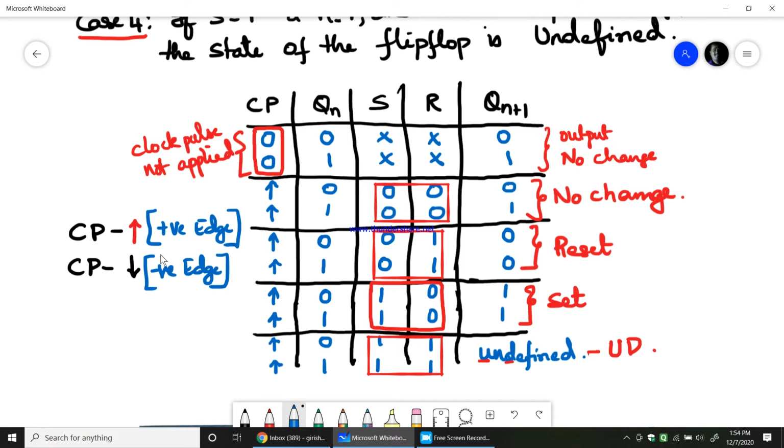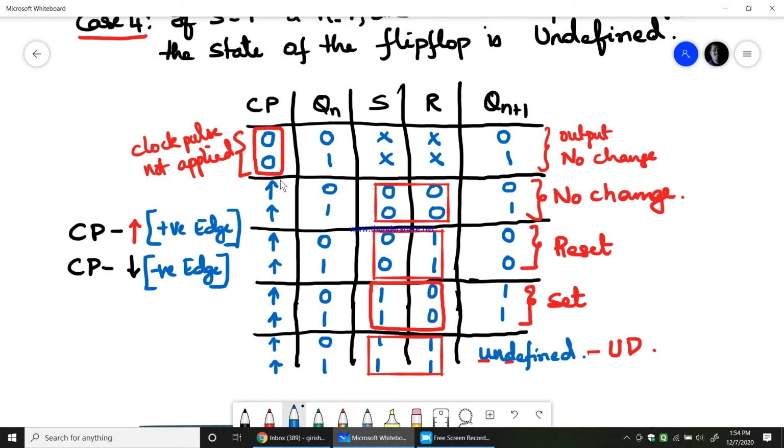Now this is the truth table of the SR flip-flop. When the clock pulse is not given, irrespective of the value of S and R inputs, you give any inputs for S and R, if you don't give the clock pulse, the present state you had will be equal to the next state. Output will not change. So this arrow says you are giving a clock pulse.